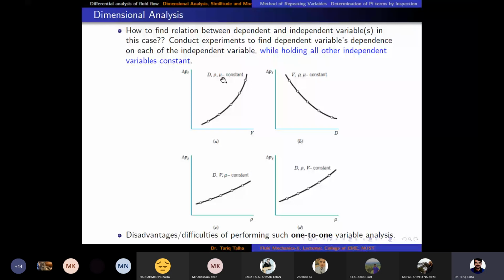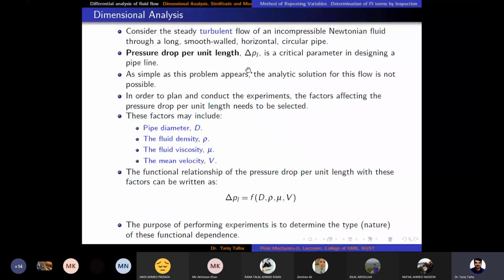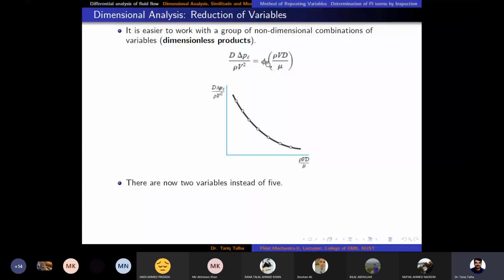So instead, what we do is make it non-dimensional. The functional form which is written here, we make it non-dimensional, like this formula written here. And you can readily see that rho Vd upon mu is the Reynolds number. Now delta P is also made non-dimensional by multiplication with diameter and division by rho V square. Now it is very easy. We need to conduct only the experiment of this quantity, the non-dimensional pressure gradient, with respect to Reynolds number. So the problem of conducting experiments is greatly simplified.